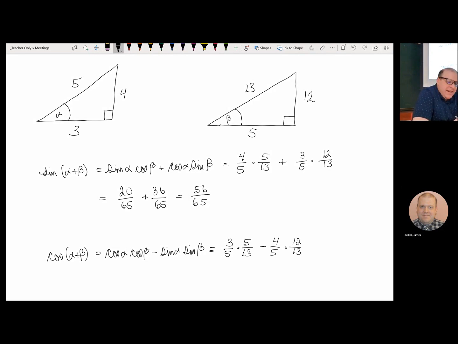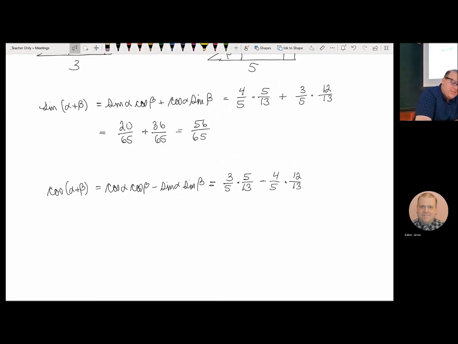Three-fifths times 5/13 minus 4/5 times 12/13 is 15/65 minus 48/65, which is -33/65. Use that information.